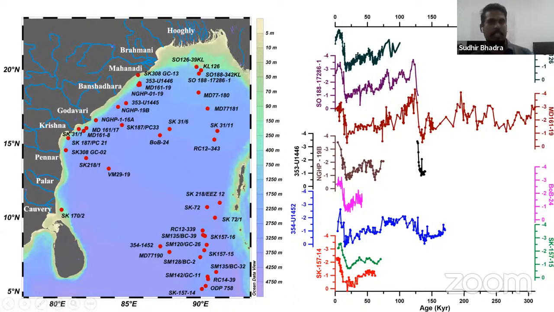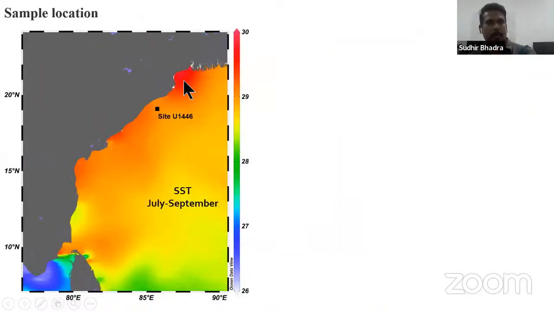Though some recent studies, by Clemens et al. 2021, have extensively talked about that, overall the studies are scarce. So we utilized samples from this area, Expedition 353, IODP site U1446. This is my sample location, and we wanted to look at how the monsoon has been changing throughout the last 1.45 million years.